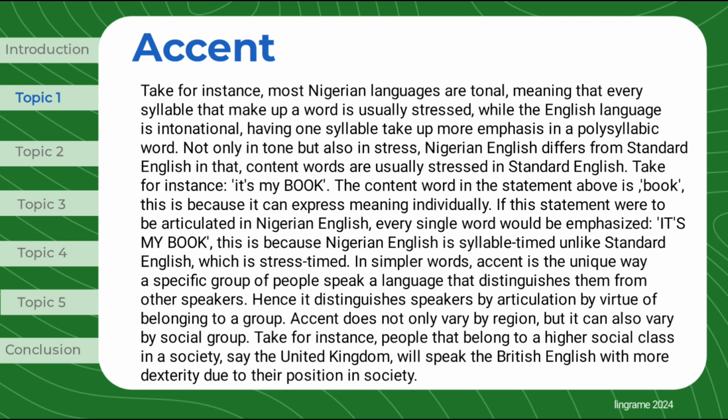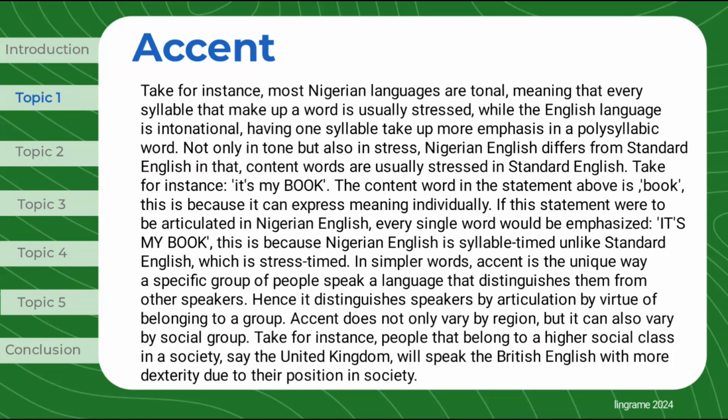In simpler words, accent is the unique way a specific group of people speak a language that distinguishes them from other speakers. Hence it distinguishes speakers by articulation by virtue of belonging to a group. Accent does not only vary by region, but it can also vary by social group.